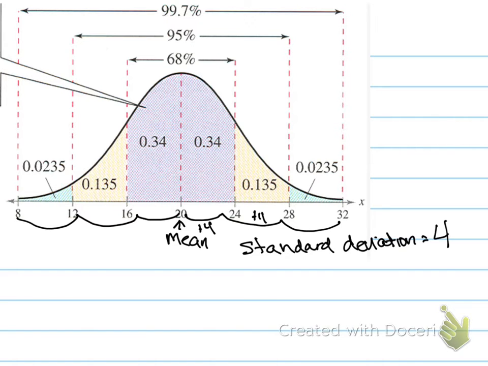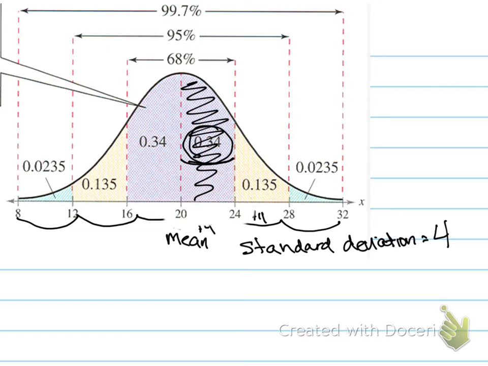This is the first inflection point, and they drew that line there for us nicely. We're going to find that 34% of our data is in between this 20 and 24. So 34% of our data is in this section of the curve under here.